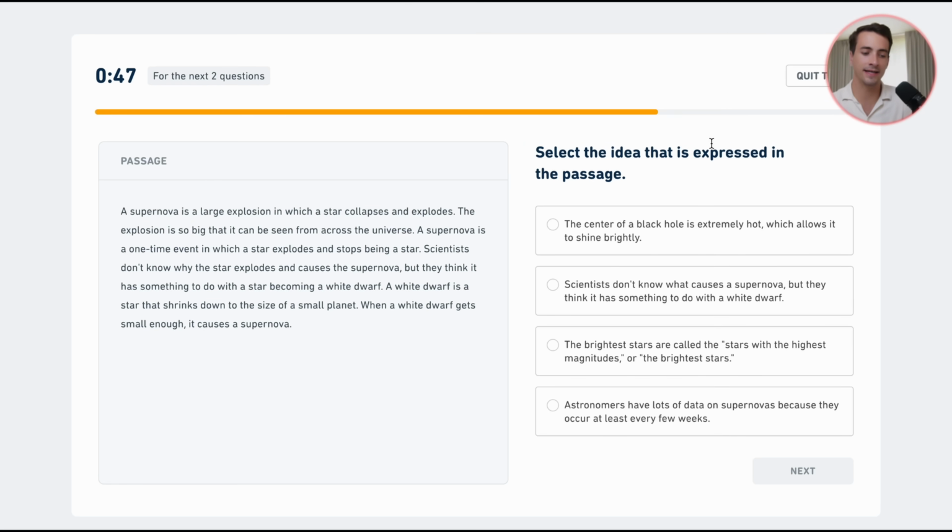All right, select the idea that is expressed in the passage. In this one, read through the options and eliminate the ones that aren't correct and identify the one that is correct. All right, so this is the only idea that was expressed in the passage.